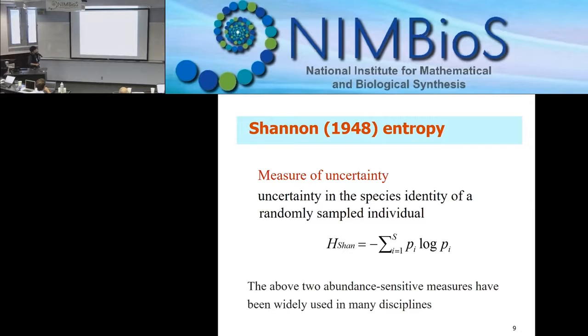Another widely used index is Shannon's entropy. It quantifies the uncertainty in the species identity of a randomly sampled individual, and Shannon's entropy can be expressed in this form. The Gini-Simpson index and Shannon entropy are both widely used in many disciplines.